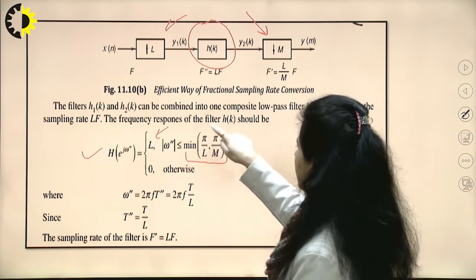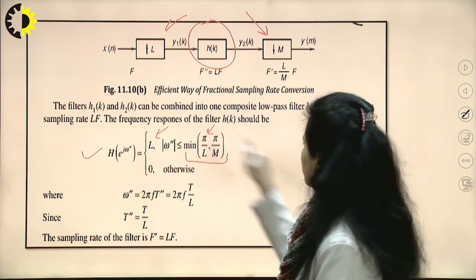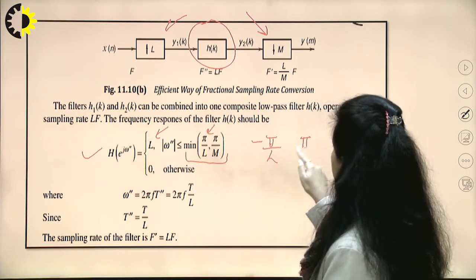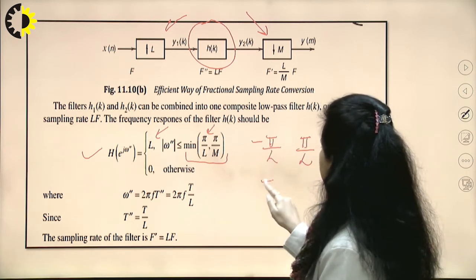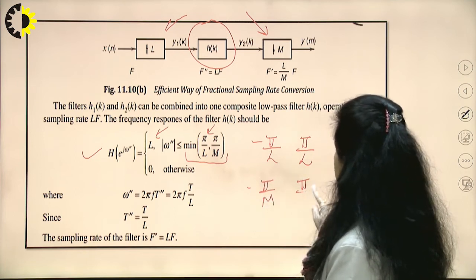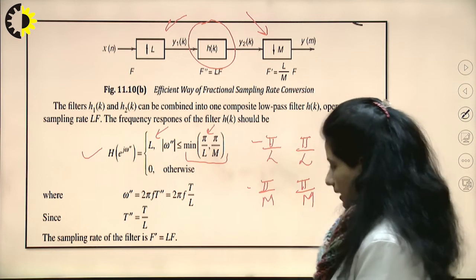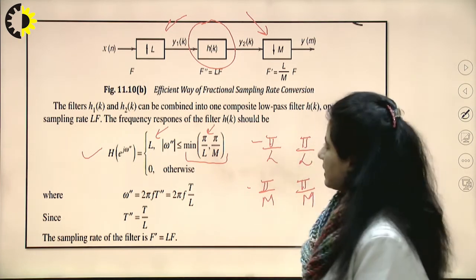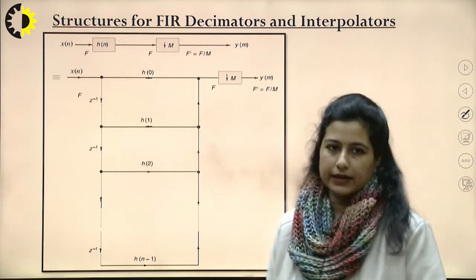So if pi by L is minimum, this gain would be for the frequency in the range minus pi by L to pi by L. If pi by M is minimum, then I would choose this process to range from minus pi by M to pi by M. So in this way, I can obtain the resampling by a rational factor.